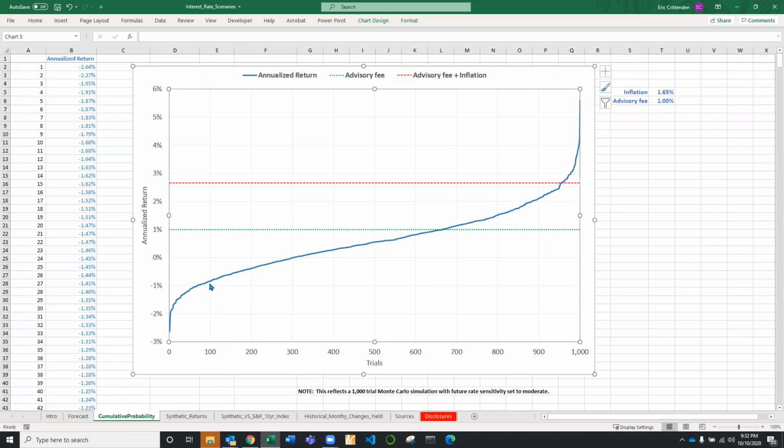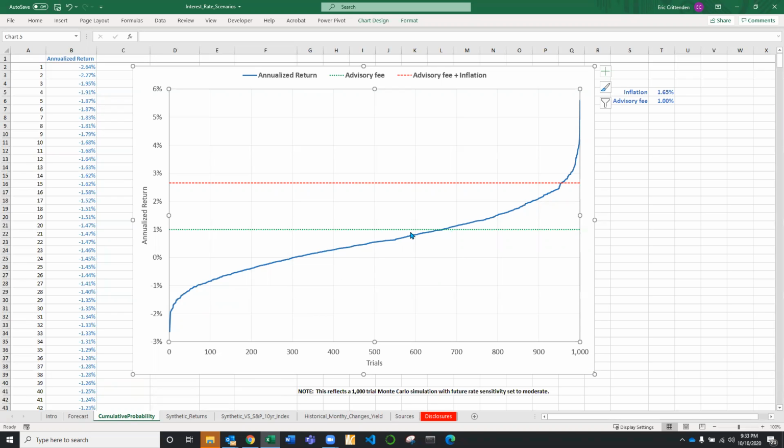So this is saying that there's a 10% chance that your annualized return going forward is going to be about negative 80 basis points or worse. Likewise, there's about a 30% chance that your annualized return is going to be worse than zero. There's a 50% chance that your annualized return is going to be worse than positive 56 basis points, and so on and so forth. I'm sure you get the point.